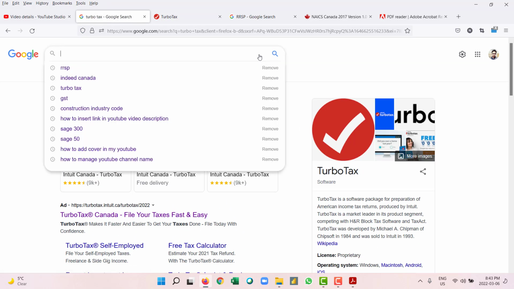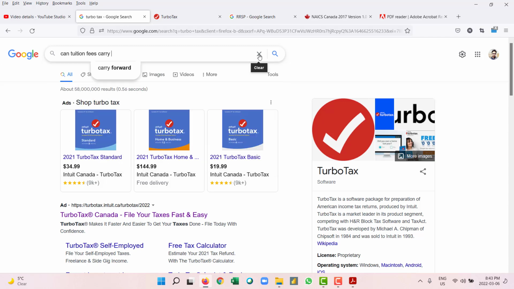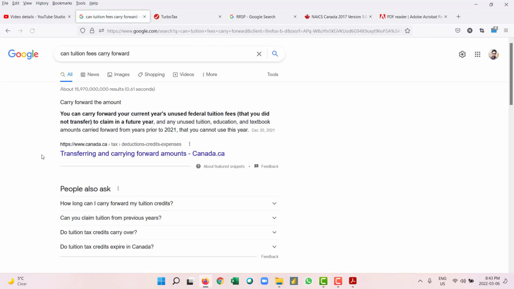You see that tuition fees can be carried forward. You can carry forward your current year unused federal tuition fees that you did not transfer, to claim in a future year, and unused tuition, education and textbook amounts carried forward from a previous year that you cannot use this year.